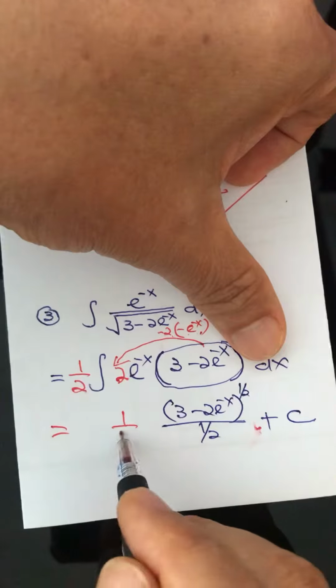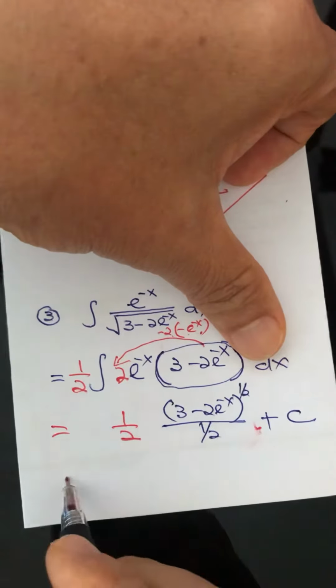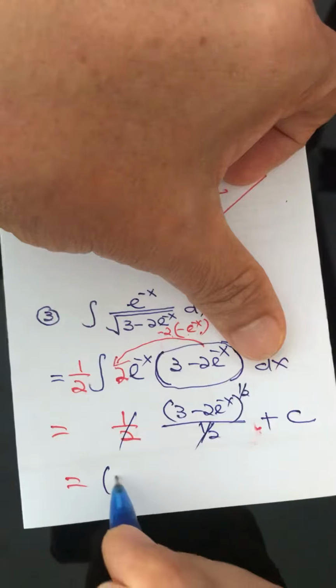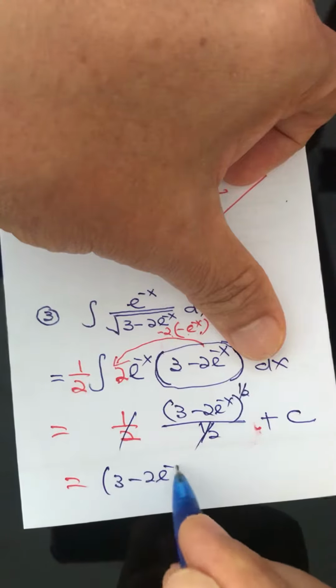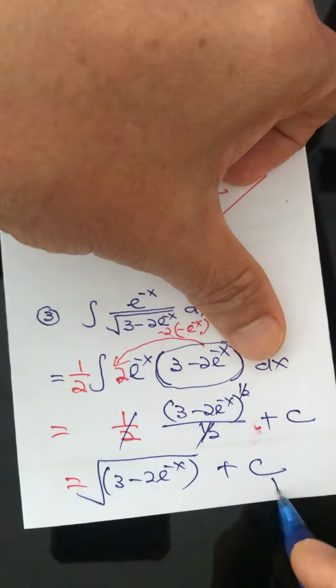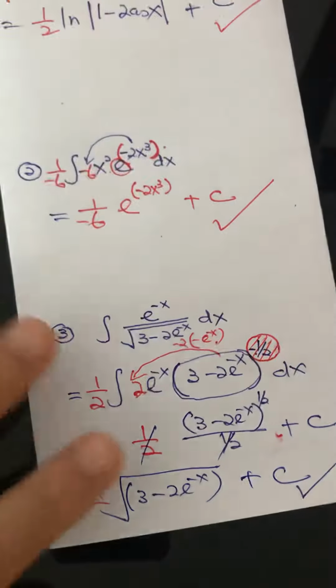Then this is correct. Okay, so when you simplify this, then you get the square root of (3 minus 2e^(-x)), then plus c. That is 100% correct. It's like that. Okay, next.